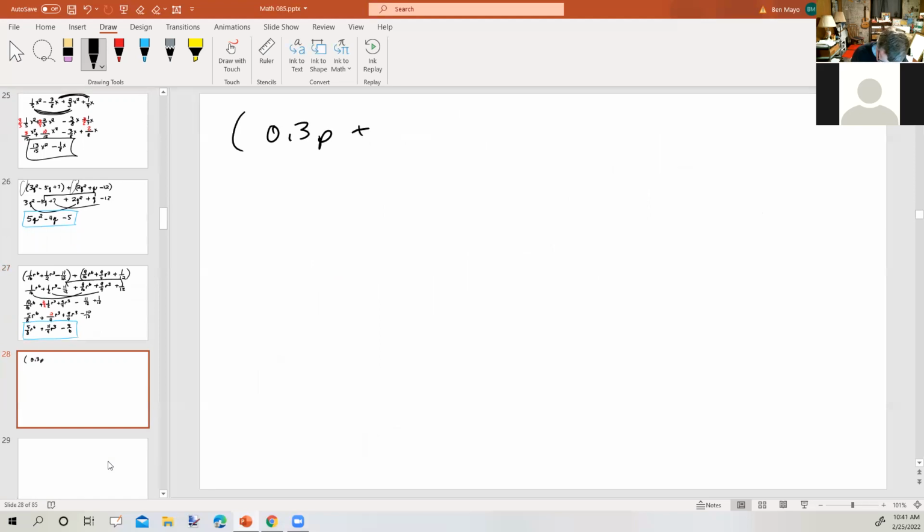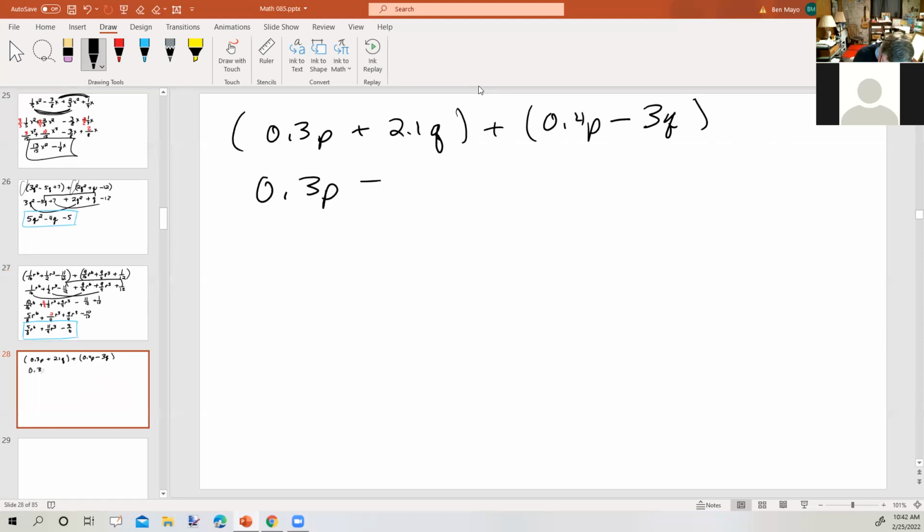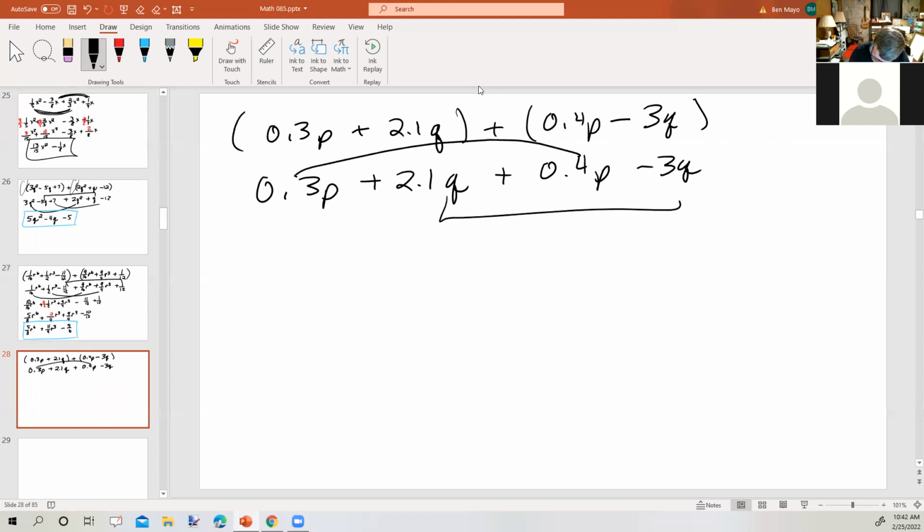0.3p plus 2.1q plus the quantity 0.4p minus 3q. So again, nothing in front or a plus sign in front of parentheses. We can just recopy it without the parentheses. Then combining like terms, 0.3p plus 0.4p would be 0.7p.